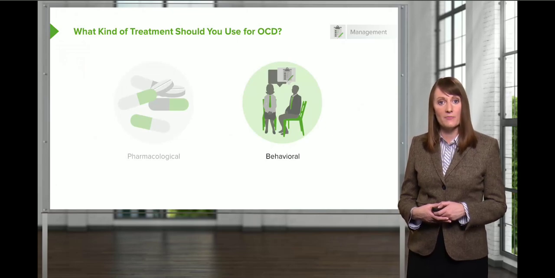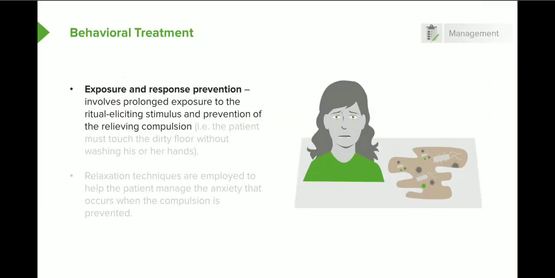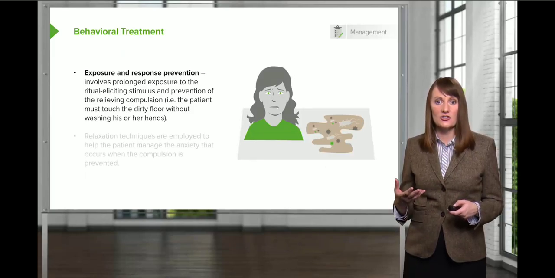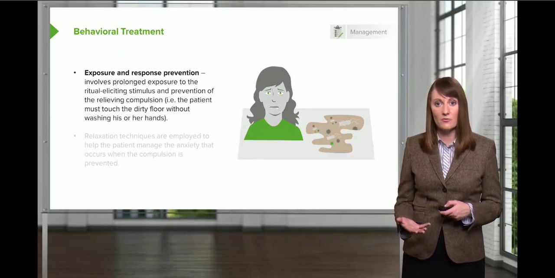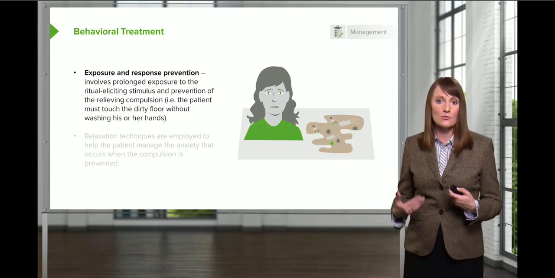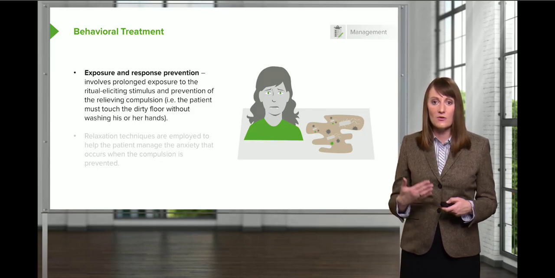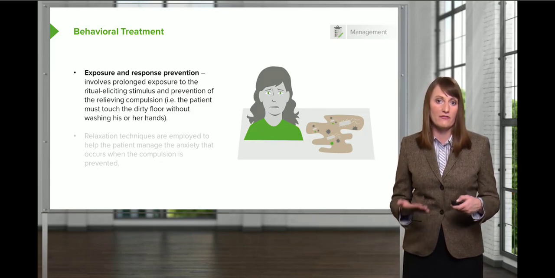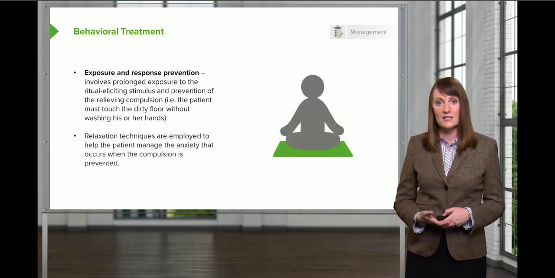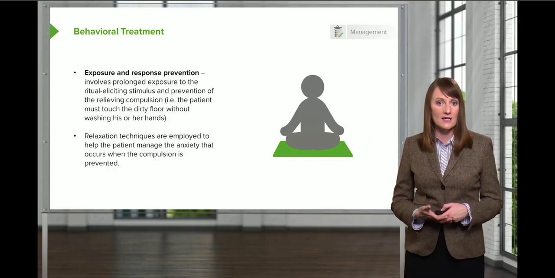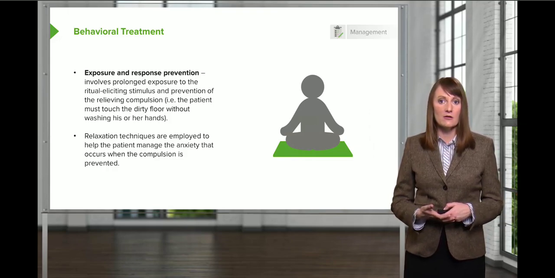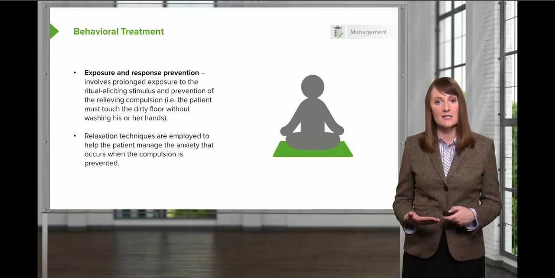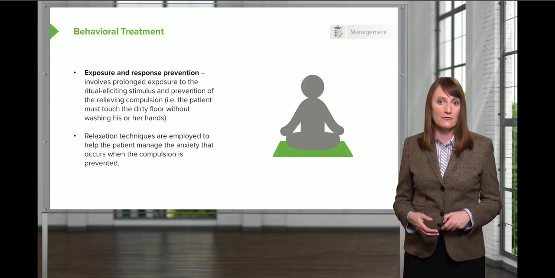When it comes to behavioral therapy, one treatment that's very useful is exposure and response prevention. This involves prolonged exposure to the ritual-eliciting stimulus and prevention of the relieving compulsion. For example, the patient might touch the dirty floor without washing his or her hands when they have a significant fear of contamination. This will be a behavioral exercise teaching the patient to sit with their anxieties after touching something a little bit dirty before washing their hands. Relaxation techniques are also employed to help patients manage their anxiety so that the compulsions become less and less intrusive and demanding in the patient's life.